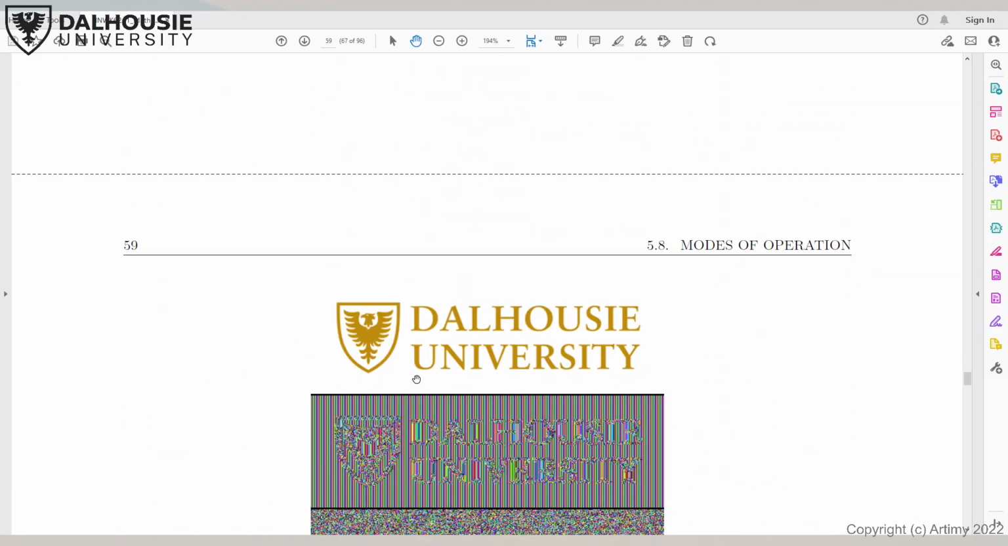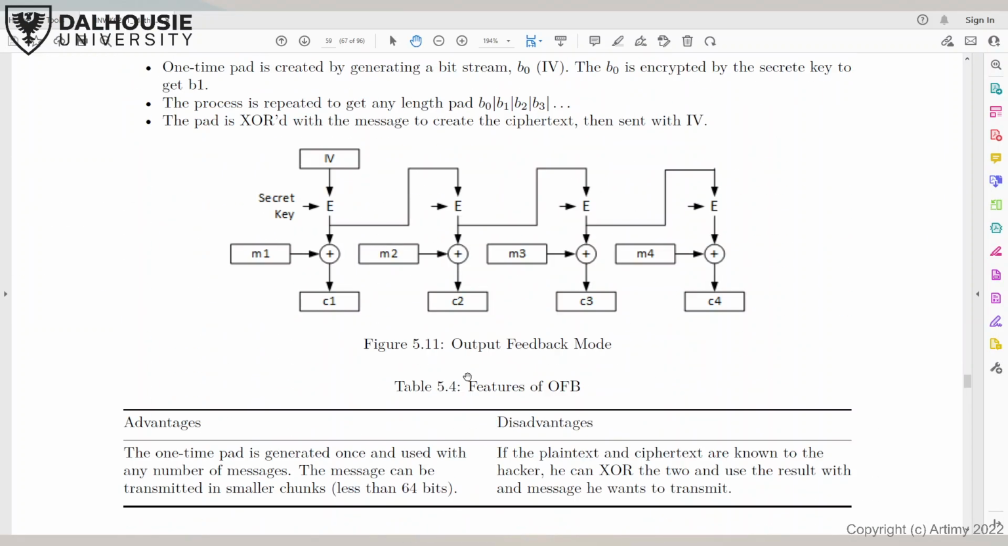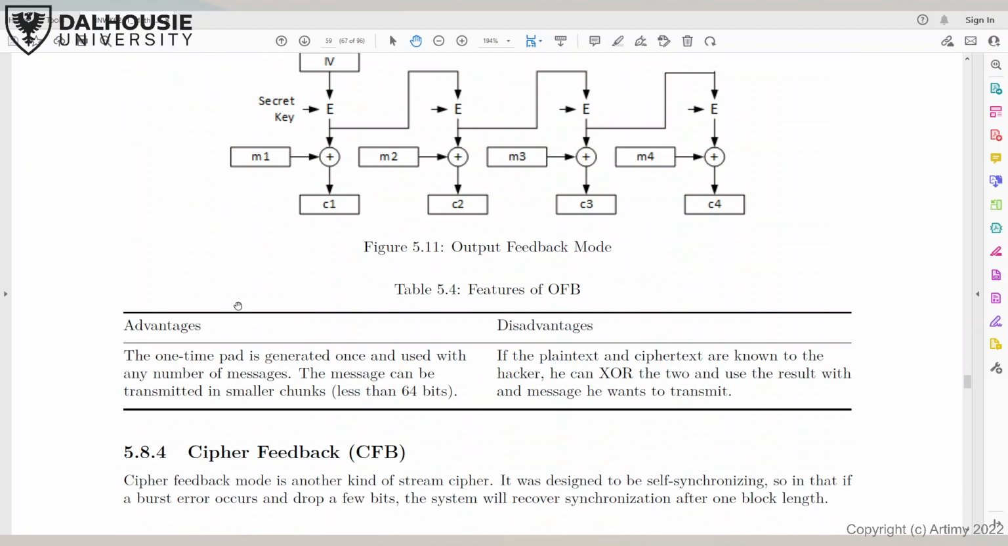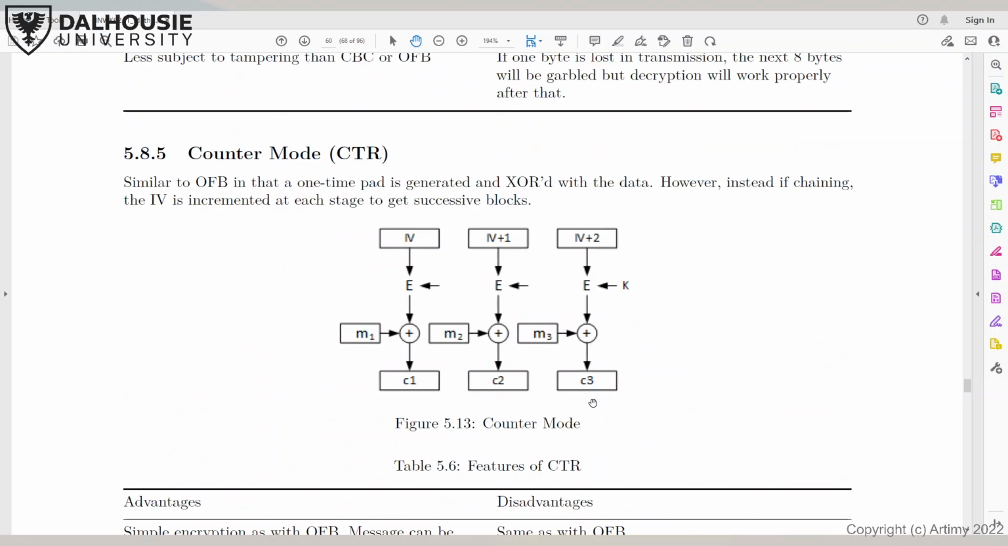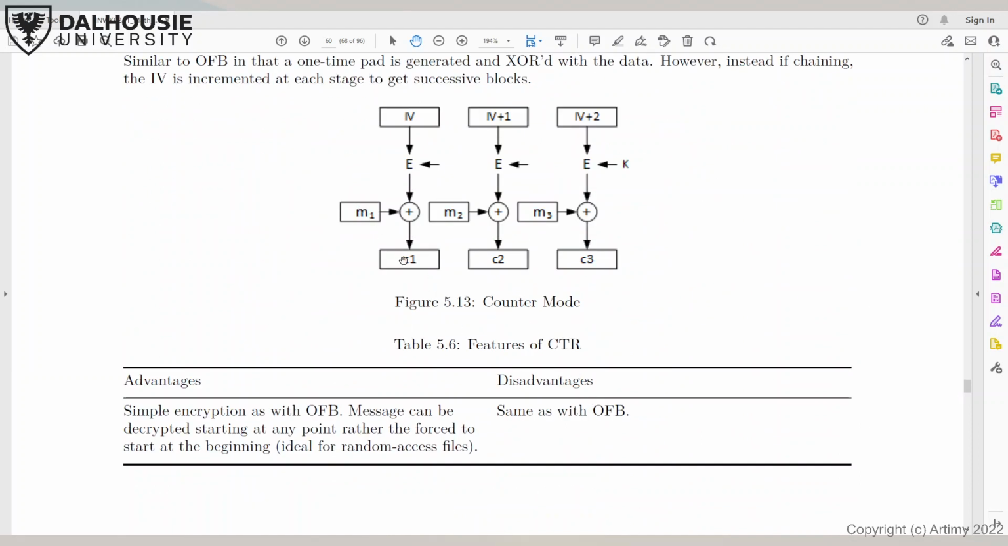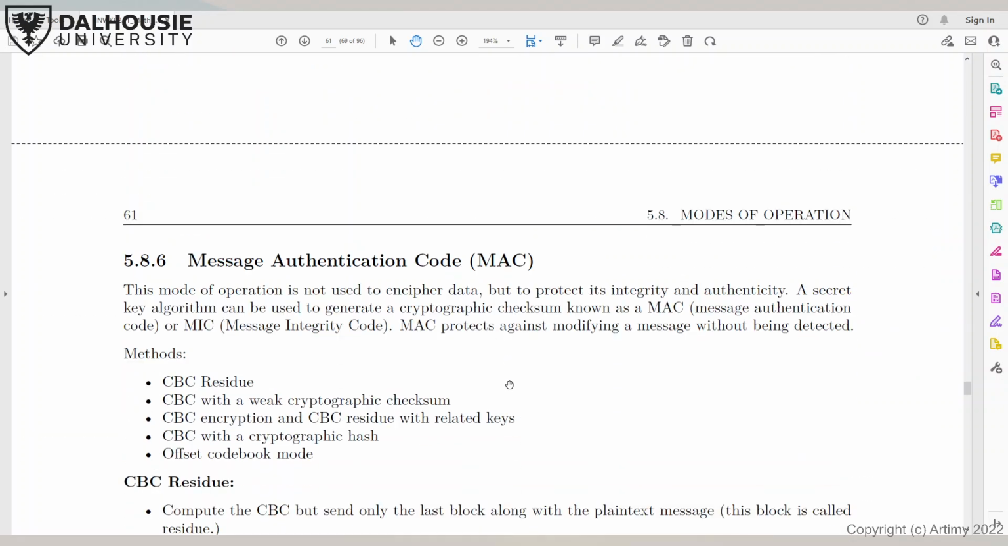The disadvantage will be the same as the OFB, where if somebody figures out M1 and C1 and XORs them, we will find out the input or the output of the encryption, right? This part. Okay, all of these techniques are used for encryption, and we call them mode of operation or modes of operation.